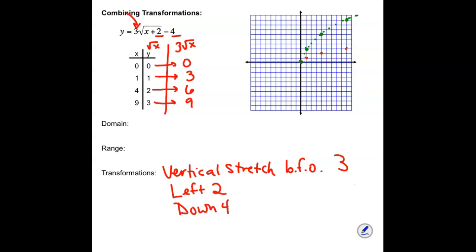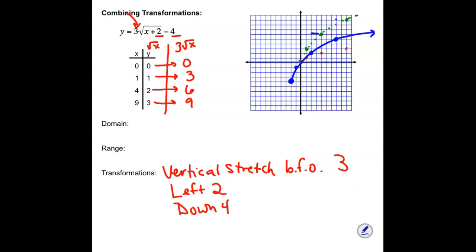Okay, so let's start with our endpoint here. Left 2 and down 4 puts me right there. My next point, left 2 and down 4, lands here. This point, if I go left 2 and down 4, lands here. And left 2, down 4, lands here. So this is my new stretched graph. So it's much steeper than the previous original function. And we've shifted it left and down.